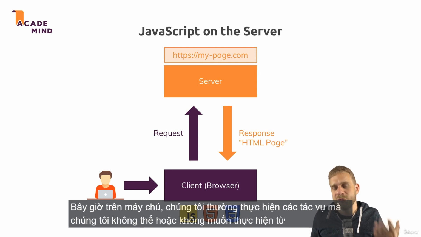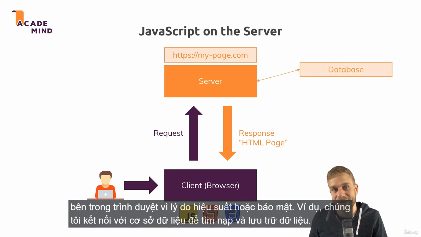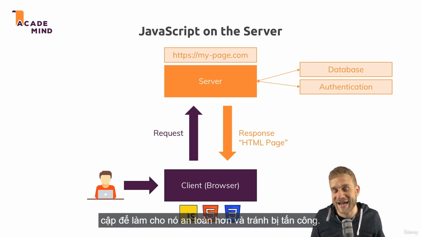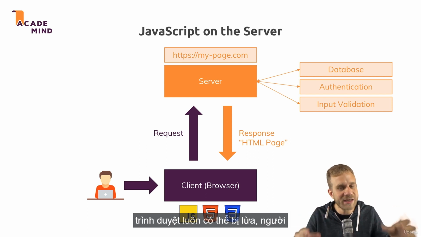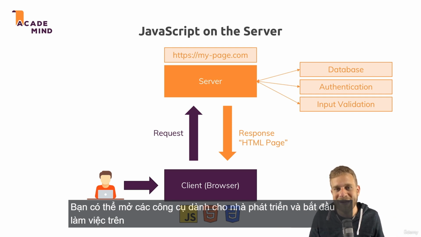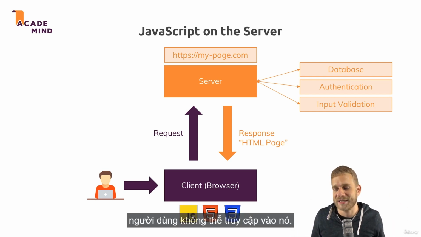Now, on the server, we typically do tasks that we can't or don't want to do from inside the browser for performance or security reasons. We connect to databases, for example, to fetch and store data. We do user authentication, which we obviously can only do on a place the user can't access to make it more secure and avoid it being hacked. We do input validation to see if a user entered the correct email address. The browser can always be tricked. Users can even edit their browser-side code. You can open the developer tools and start working on that page you're on. But the server is, of course, sheltered from that. The user can't access it.